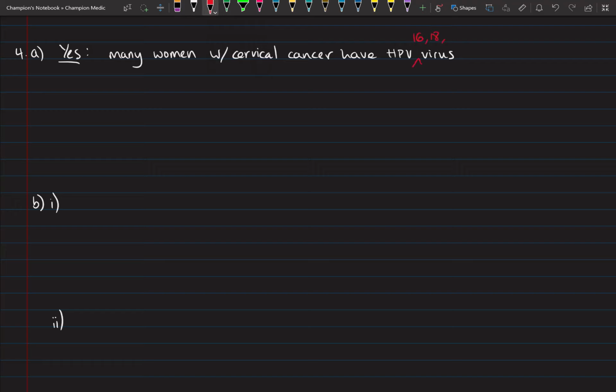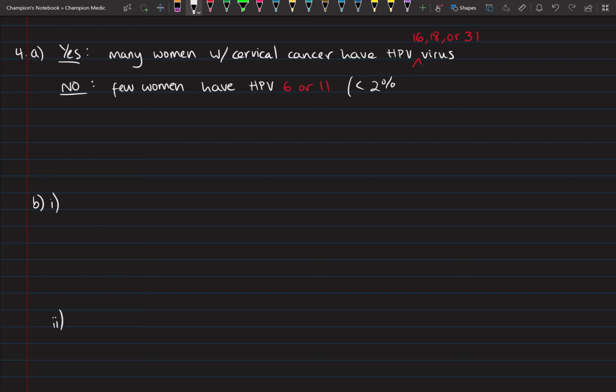because your next point is going to be against the local newspaper, where you're going to say no, because very few women with cervical cancer have HPV-6 and HPV-11. If you look at the bar chart again, you can see that less than 2% of women have either of those types of viruses. So that's a point against them.